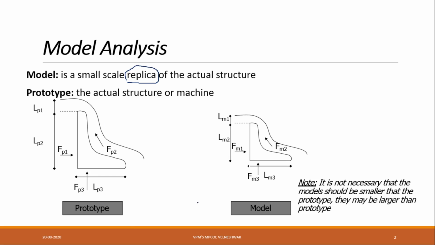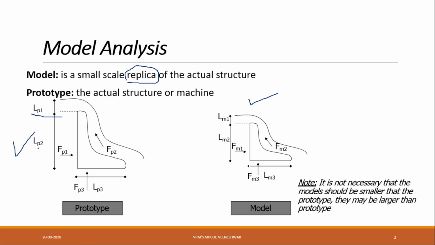If you see here, in the second image we have the model, and in the first image we have the prototype. Is there any difference? Don't look at dimensions, see only the structure. In the x-axis there is one line, in the y-axis one line, and here we have a small curve. Both are almost the same, only the dimensions are different.